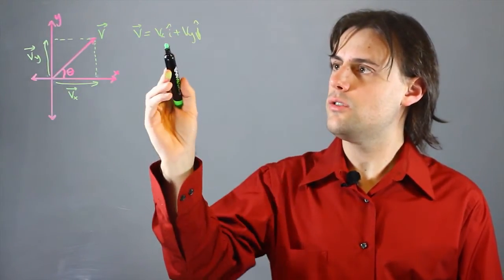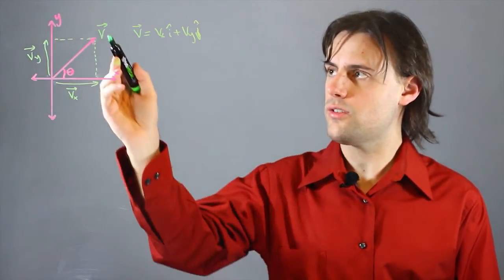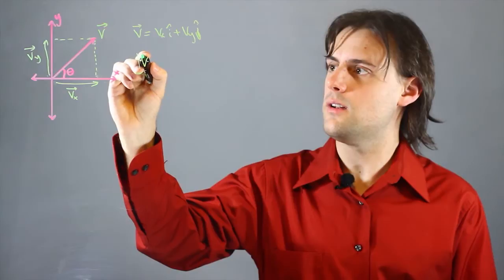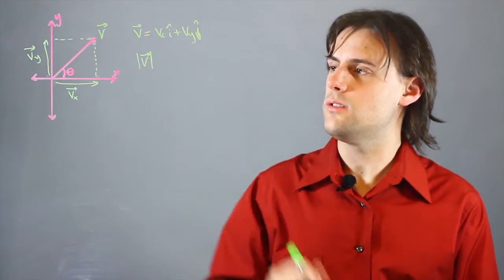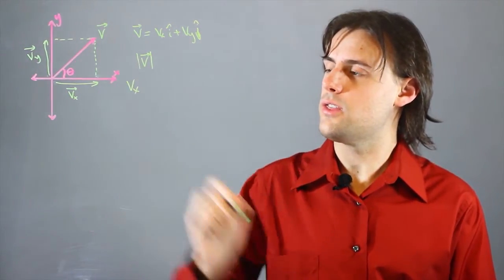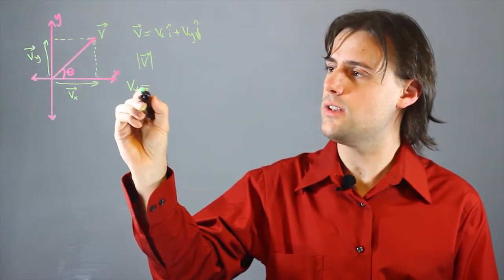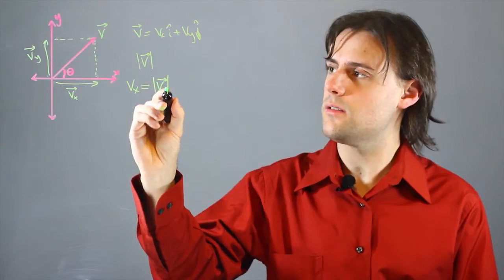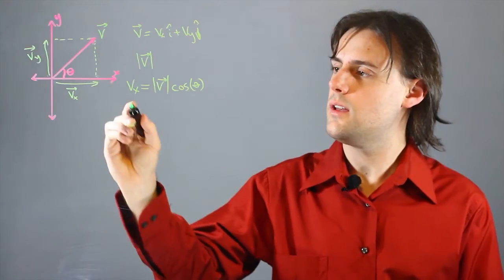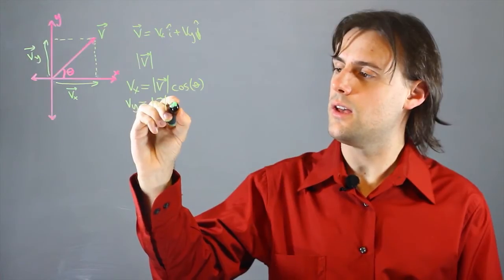Now, if I want to compute what these components are, I have to first understand what the magnitude of the original vector is. And that's given by this modulus of v, and hence by using Pythagorean theorem and a bit of geometry, I have vx is equal to the magnitude of v, the hypotenuse, times cosine of the angle theta. And likewise for vy, I have the magnitude of the vector times sine of theta.